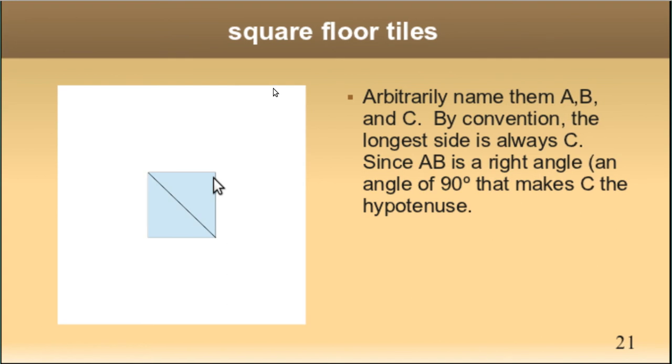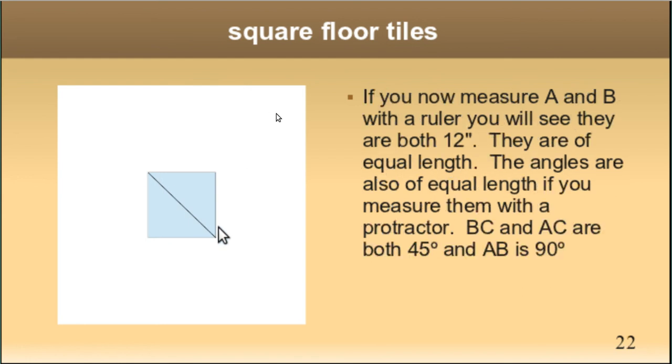And C, this diagonal, we're going to call that the hypotenuse, right? Now, if you measure A and B with a ruler, you'll see they're both 12 inches. They're of equal length. The angles are also of equal amount if you measure them with a protractor. We could call this BC, and we could call this AC, and they're both 45 degrees because this is 90, 90, 45, 45.